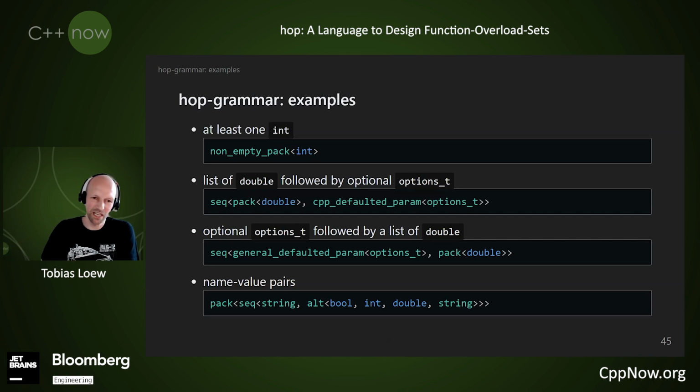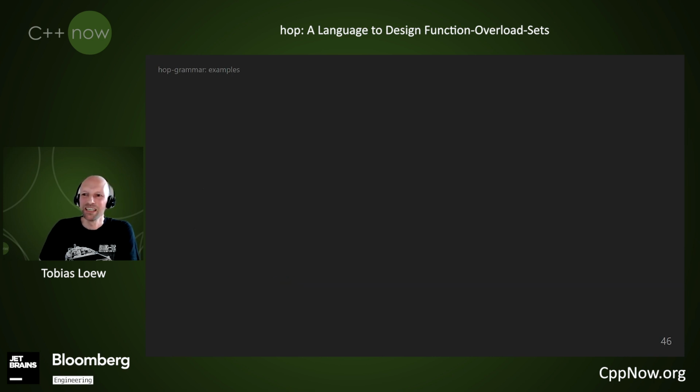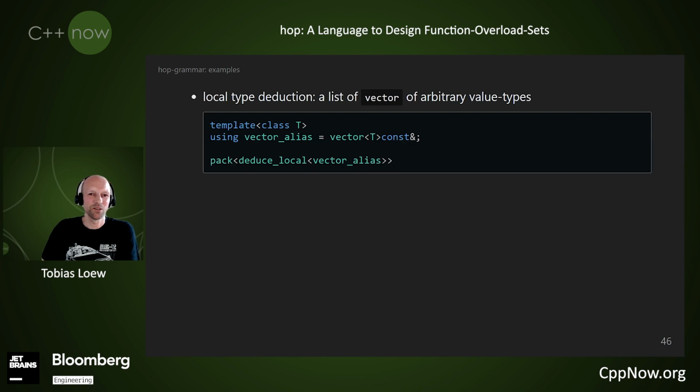And this we can have an arbitrary number of times repeated. Okay, so how can we do local type deduction? When we want to have vectors, but we don't care, or we allow the vectors having all different value types, then we would simply write an alias template, which we put into the template deduce local and make a pack out of it.